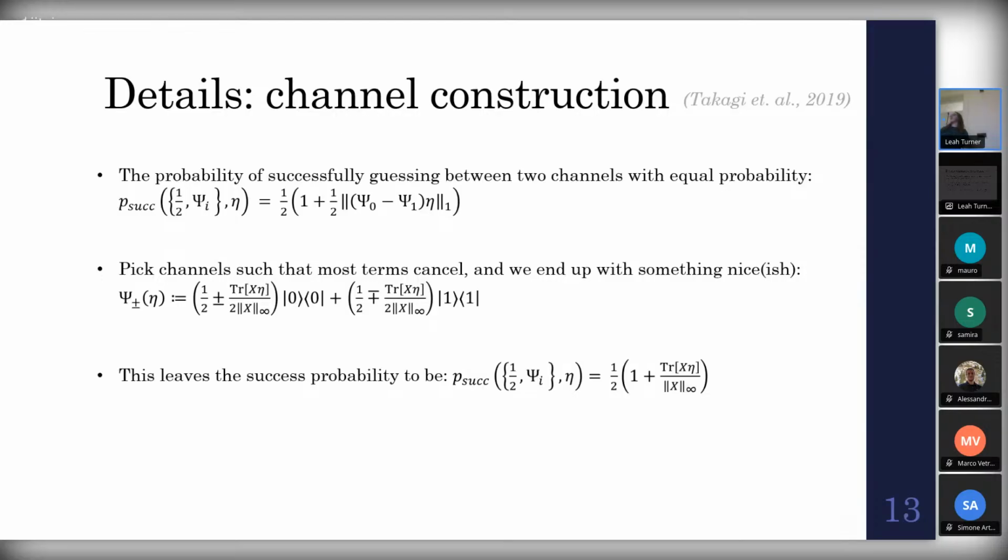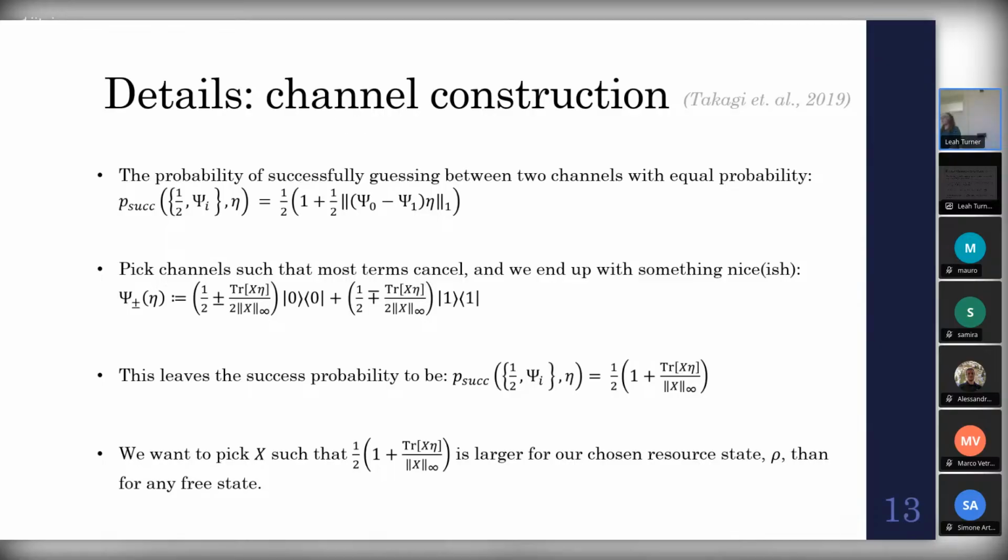So if we then put this into our formula for success probability, we get this output here, which depends just on the trace of your x operator that I'll get to and eta your input state. So our aim is then to just pick x such that it treats this success probability differently for our resource state than for a free state. So in doing that, we'll create two channels that we're picking between that our resource state is better at differentiating between.